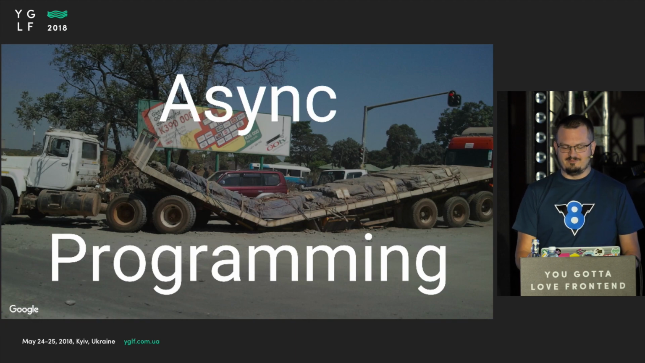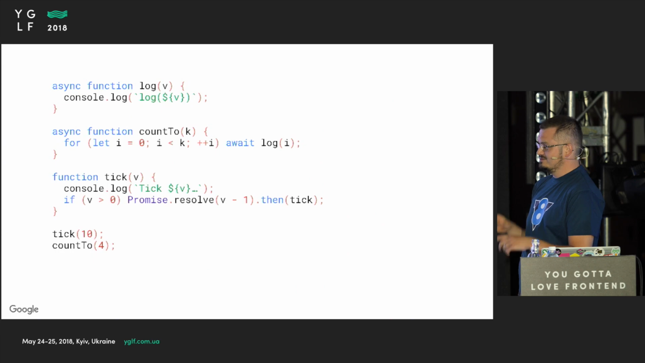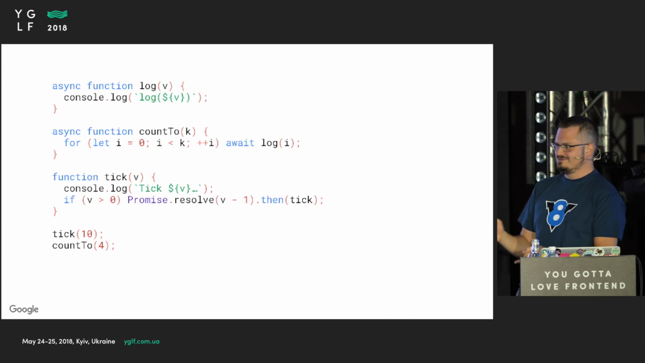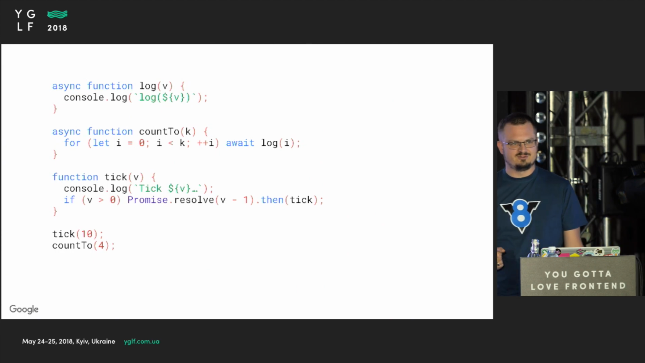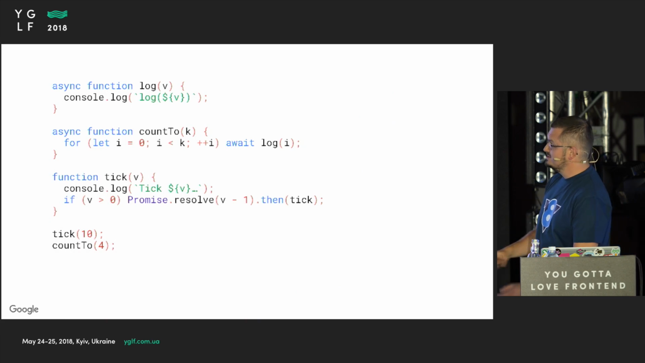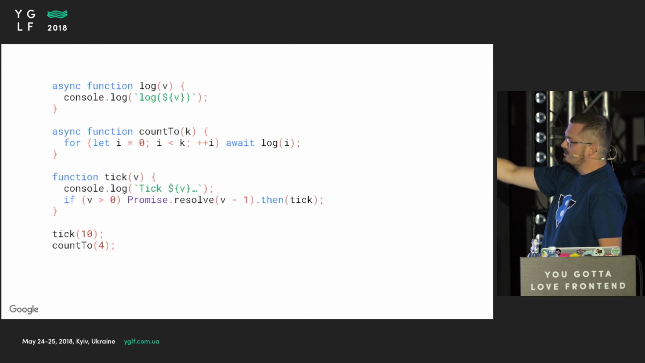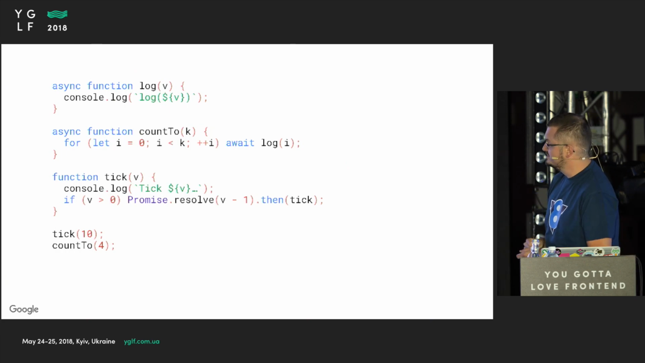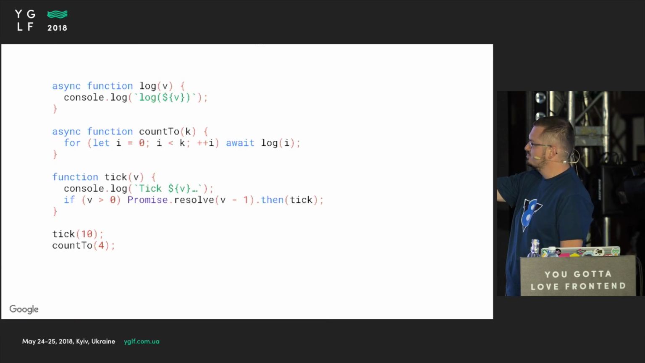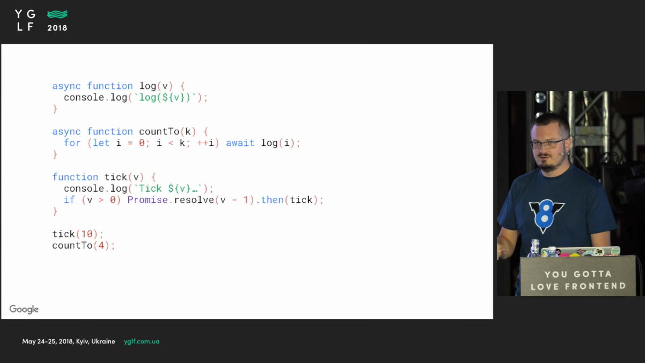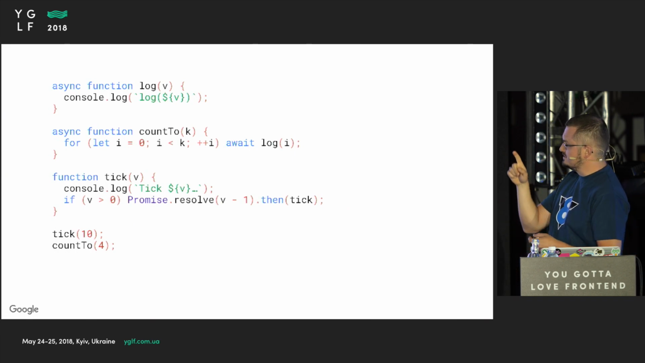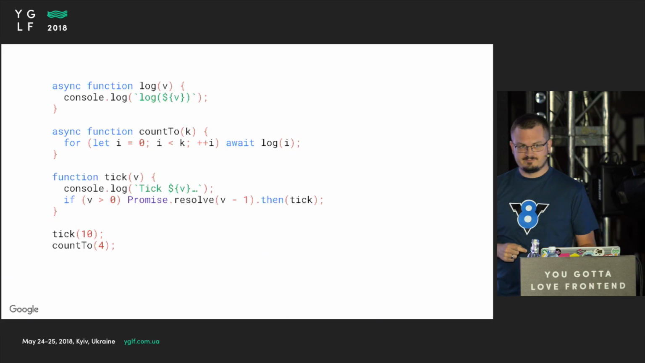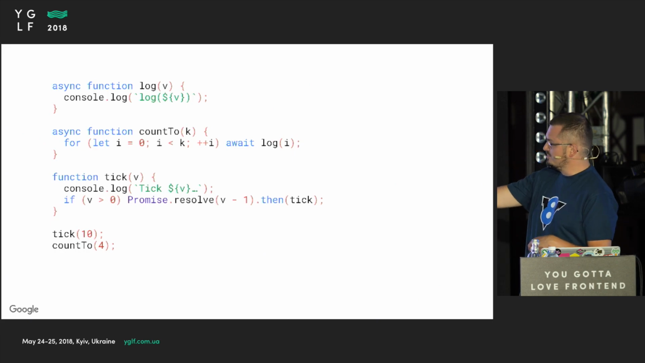But let's try. So we take this simplistic example. Unfortunately, this is almost the simplest thing you can build to illustrate the problem. So there are essentially two processes running. The log function is just a helper. You have a count2 process that just asynchronously counts from 0 to k. And you have a tick process, essentially, that just schedules itself via Promise.resolve and counts down from 10 to 0. Okay, and you start both of these processes.